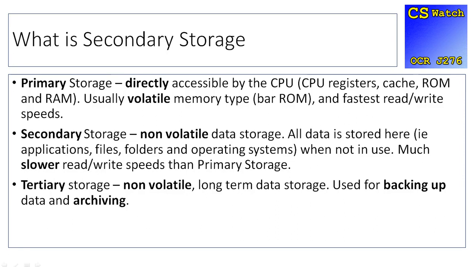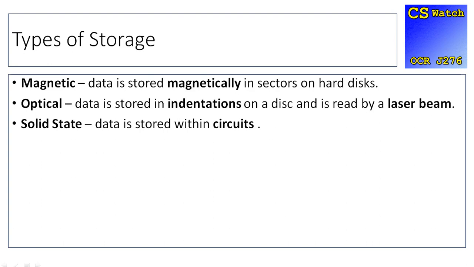And then finally, tertiary storage, which is non-volatile, long-term data storage used for backups, for data, for archiving. So those are the three different types of storage. The three main types of storage you need to be aware of are magnetic, optical, and solid state.